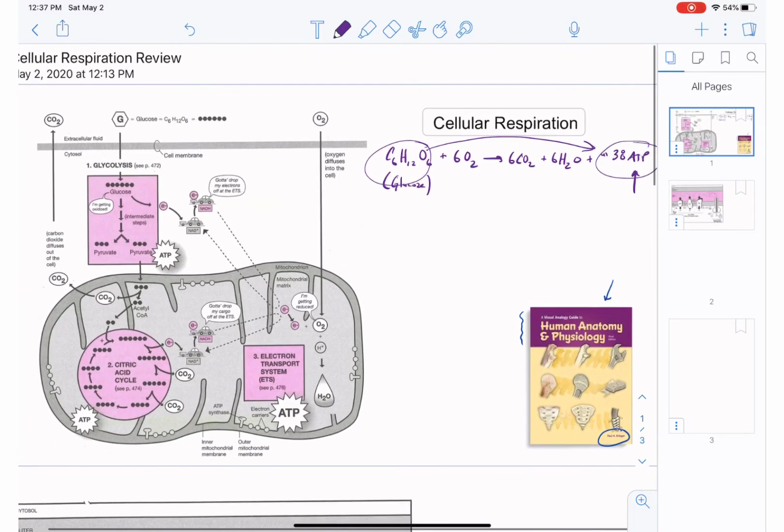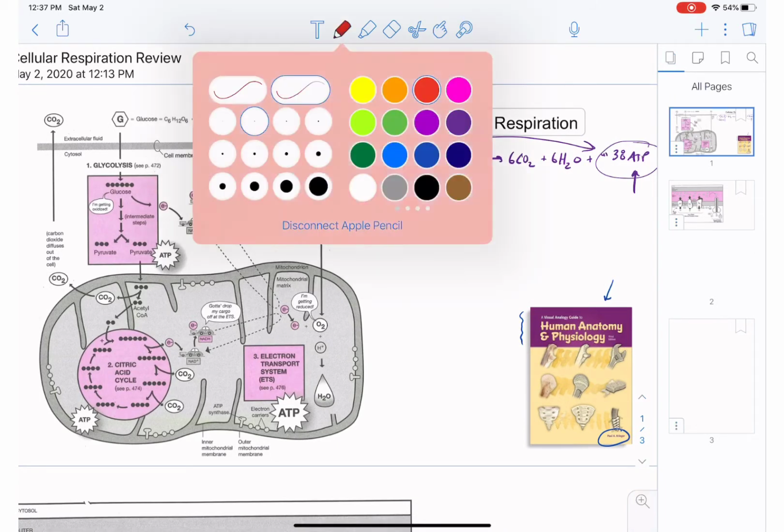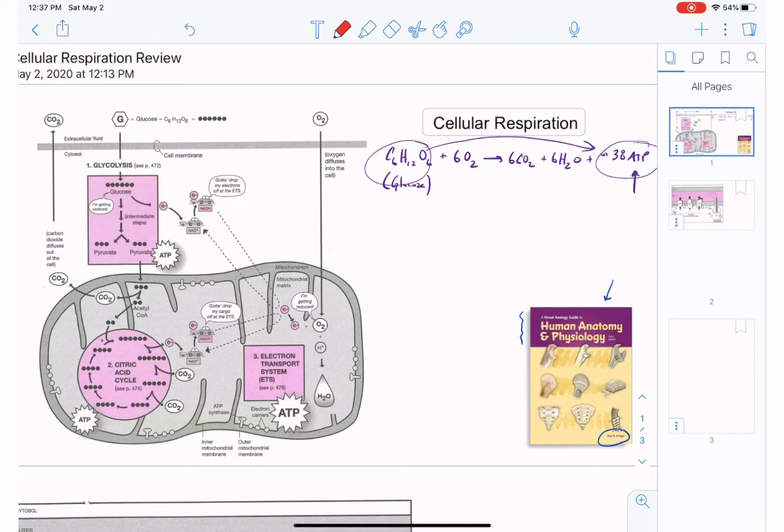Now there's also one other product here that I haven't mentioned. What's that last product? We're also putting off heat in this process, and it's this heat that is heating the body. It's the reason that we can maintain constant and elevated body temperatures in humans of about 37 degrees Celsius.